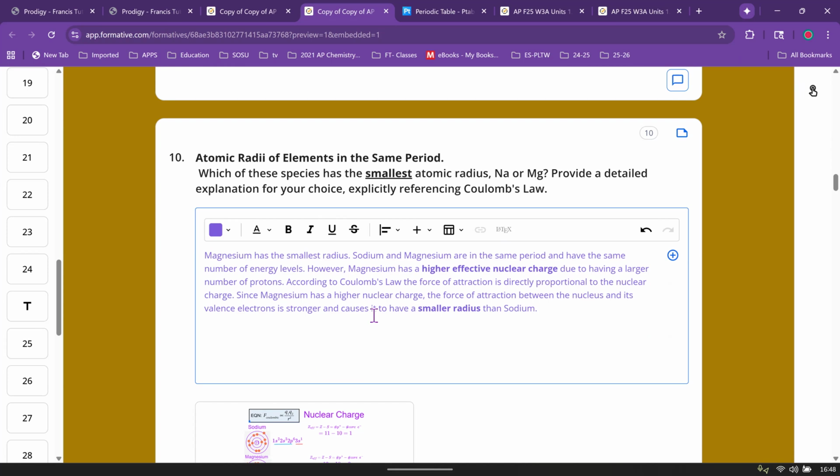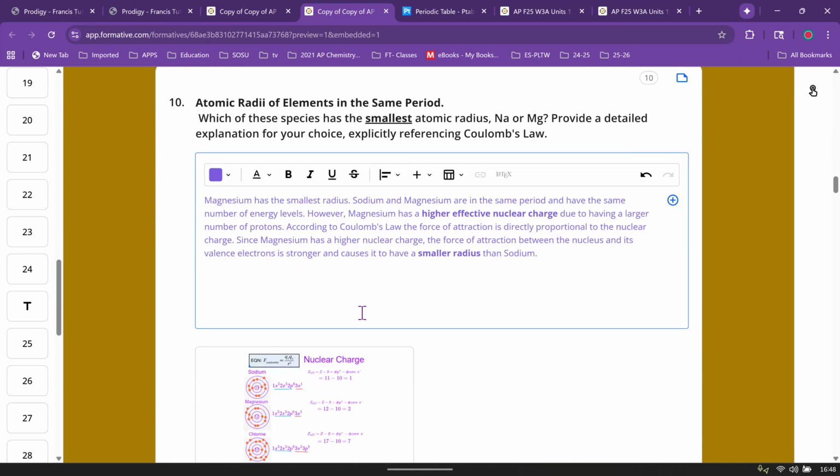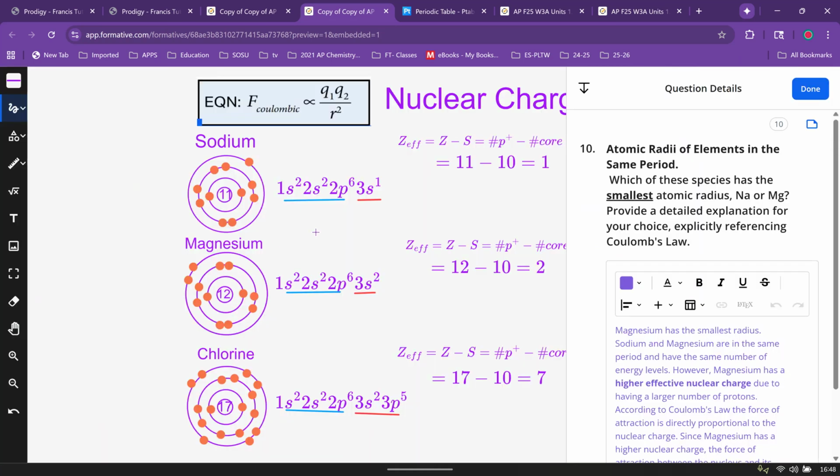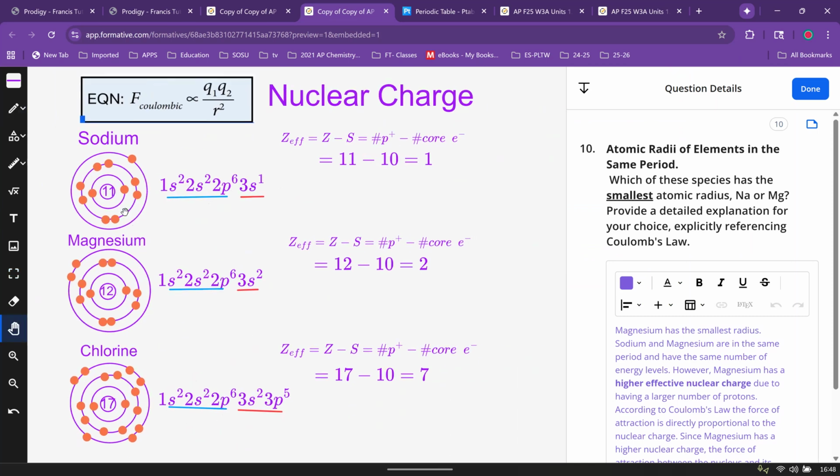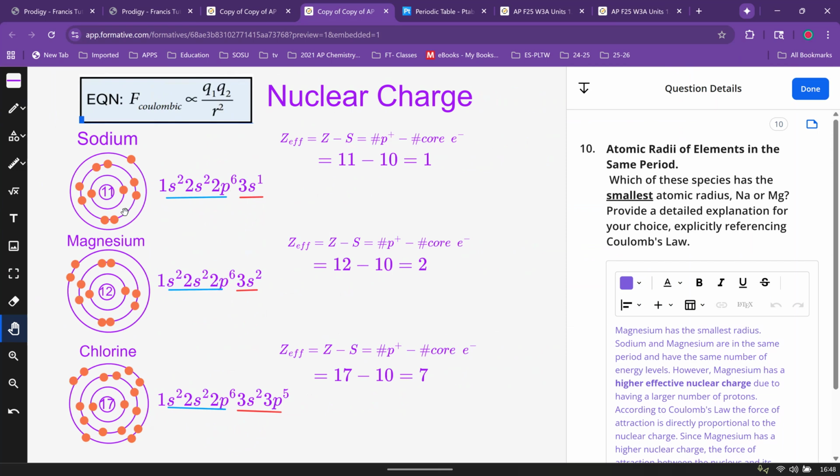Sodium and magnesium are in the same period and have the same number of energy levels. Did I see that in my picture? In my picture, I notice that sodium and magnesium, I can first of all find that on my periodic table, they're in the same period, and they have the same number of energy levels. Notice 1, 2, 3 energy levels, or if you look at the Bohr model, 1, 2, 3 energy levels. So they're in the same period and have the same number of energy levels.